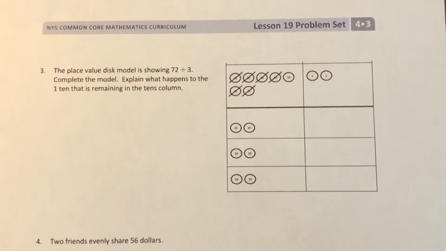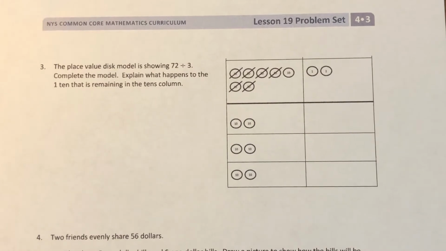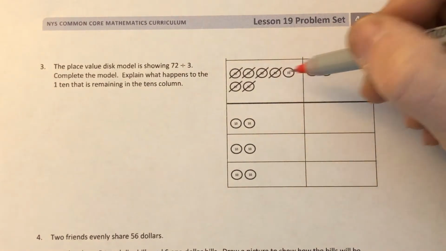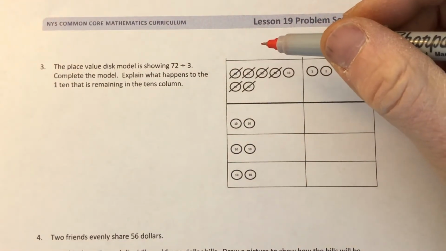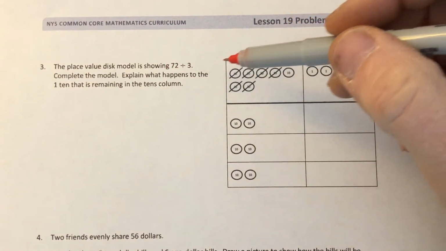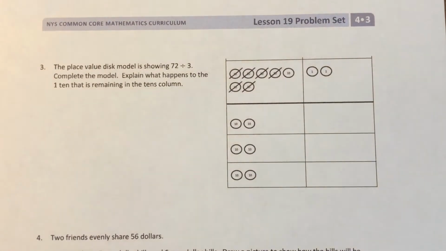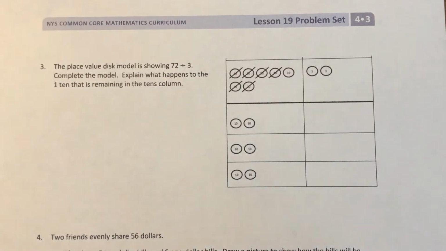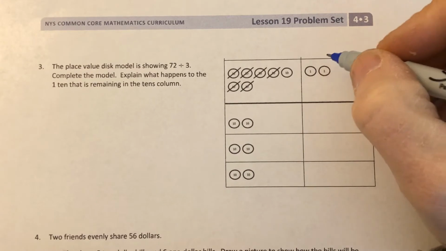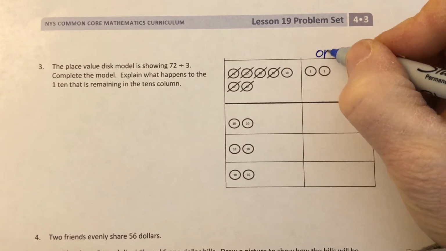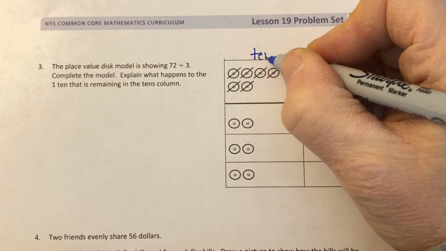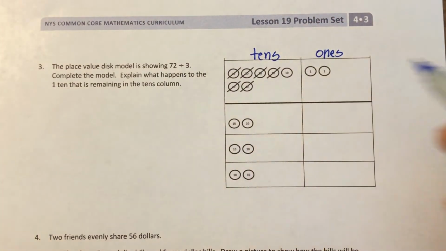Okay, new problem. The place value disk model is showing 72 divided by 3. Okay, 72 divided by 3. So complete the model. Explain what happens to the 110 that is remaining in the tens column. I don't know if you remember doing this, but we did this a couple days ago. So what I'm going to do here is make sure I label over here that this is ones, right? And this is tens. All right, you see that 72? Okay, so let's complete this here.